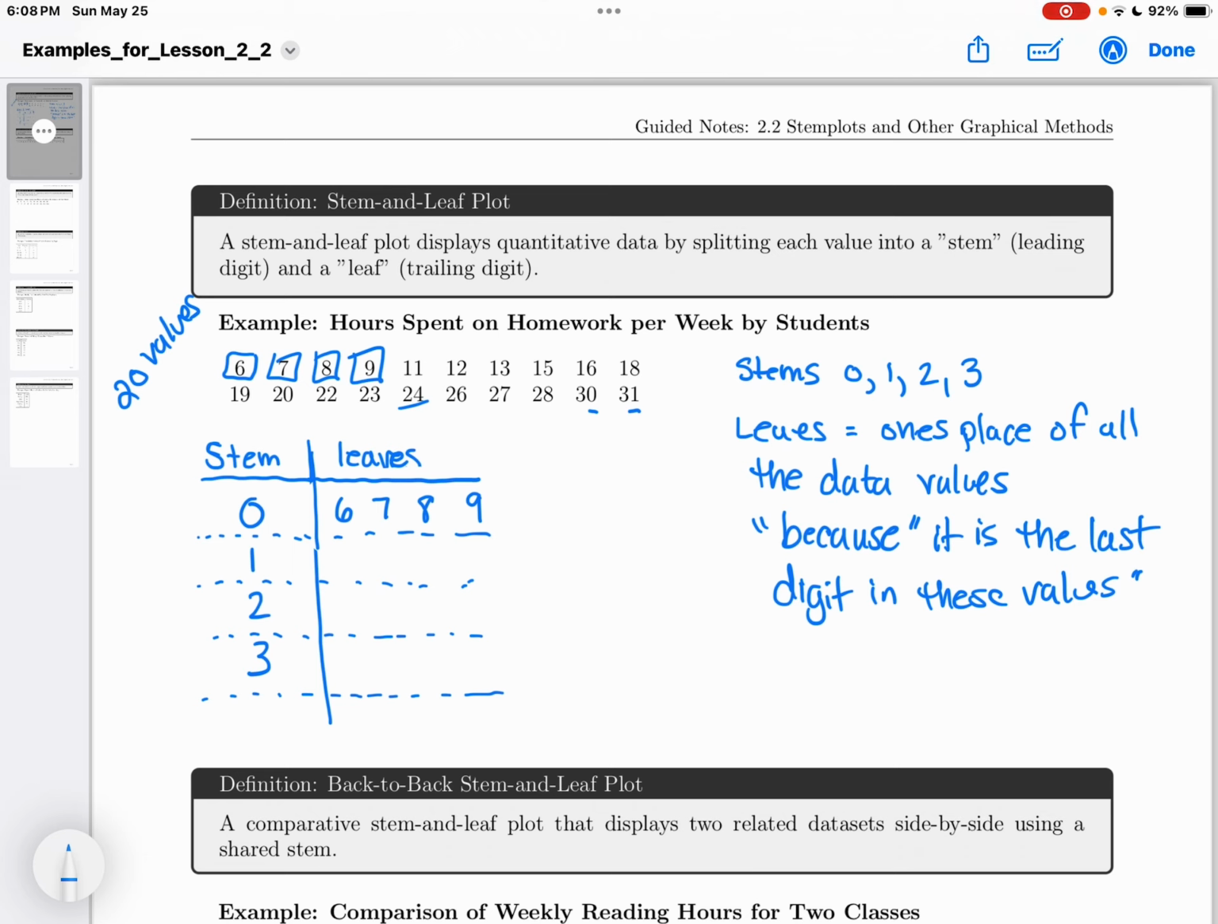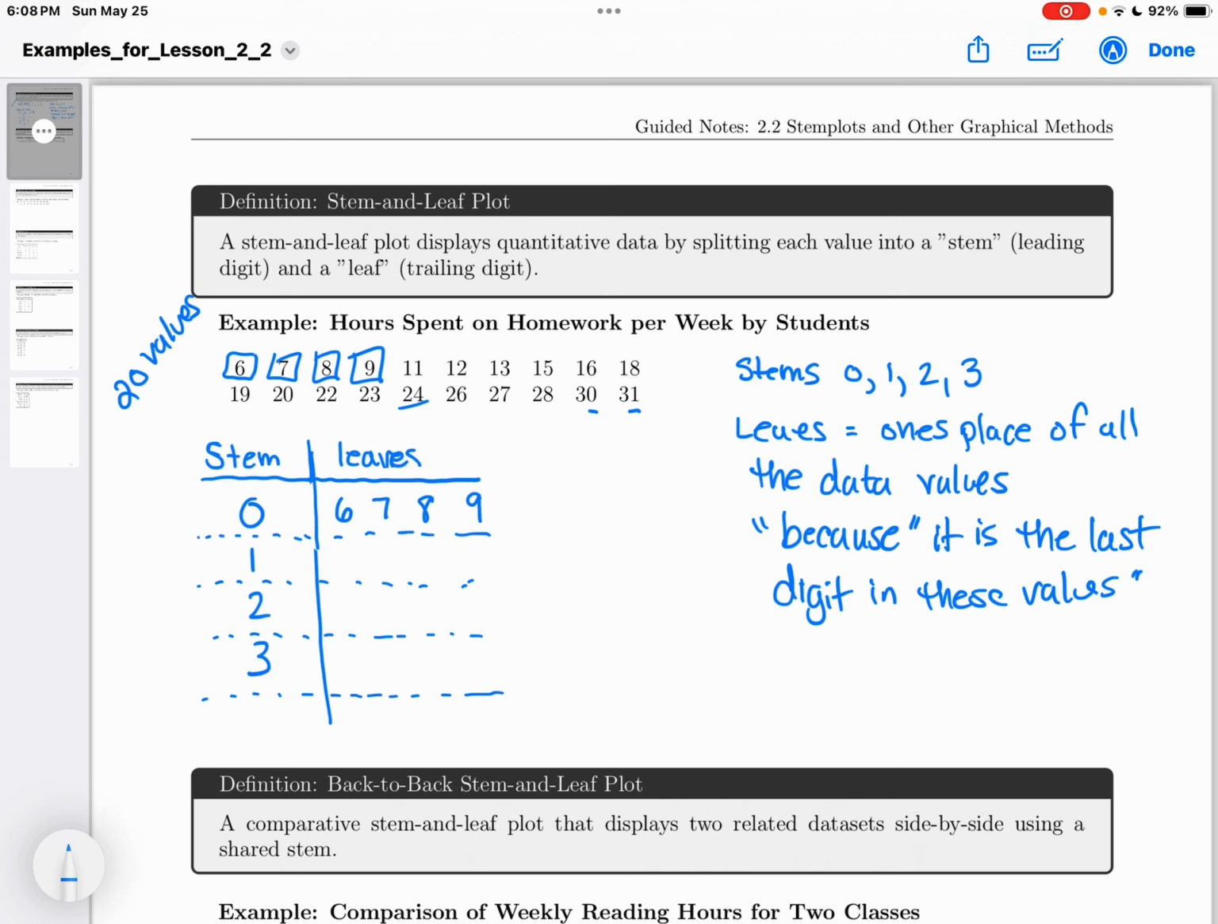All right, so 0, 6 represents the number 6. 0, 7 represents the number 7. The stem 0 with the leaf 8 is the number 8, and 0, 9 is the number 9.